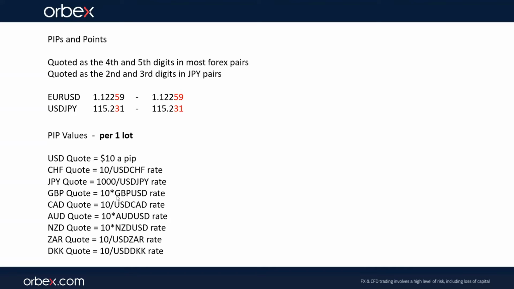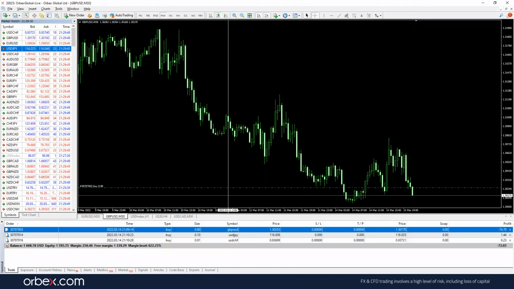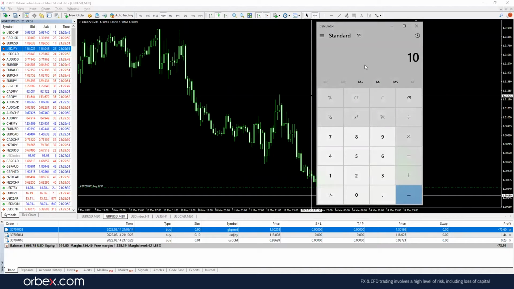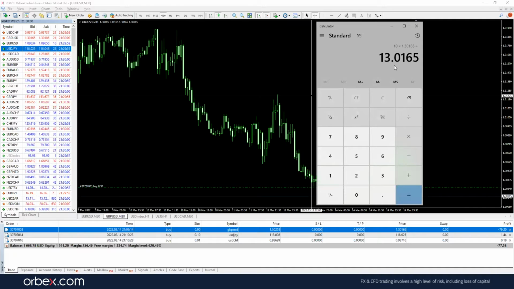Pound pairs, 10 times the pound dollar rate. So I'll get our trusty calculator out again. So 10 times 1.30165. That's the current pound dollar rate. So you're looking at about $13 there.